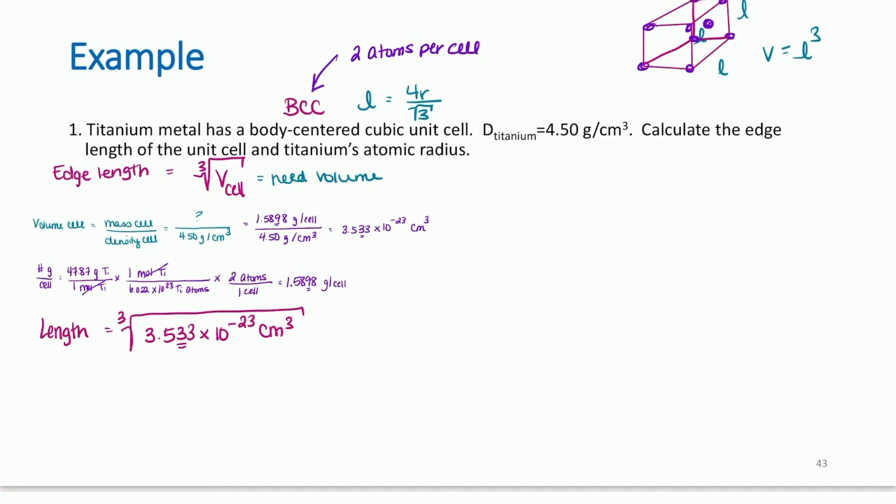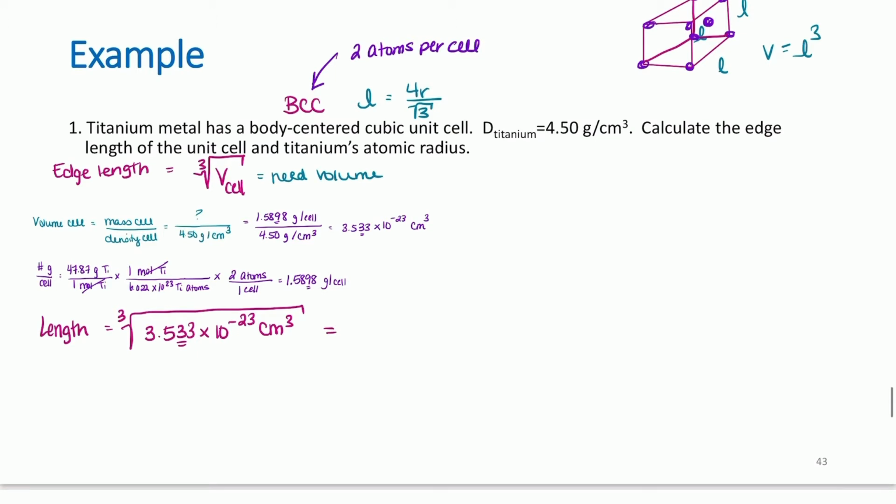Go ahead and do this, and you calculate out 3.281, my sig figs are still at that 8, times 10 to the minus 8th centimeters, or 328 picometers. Now that I have my length, I can go ahead and solve for radius.